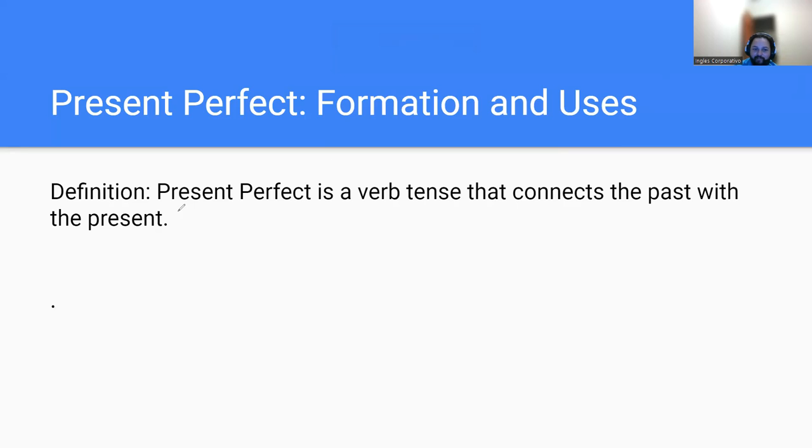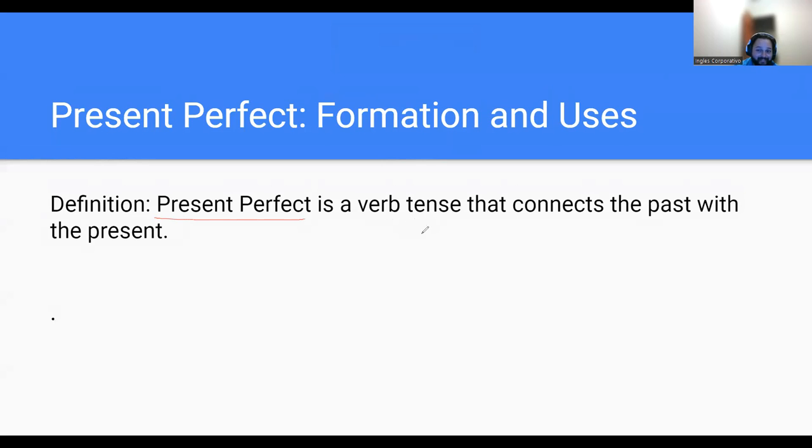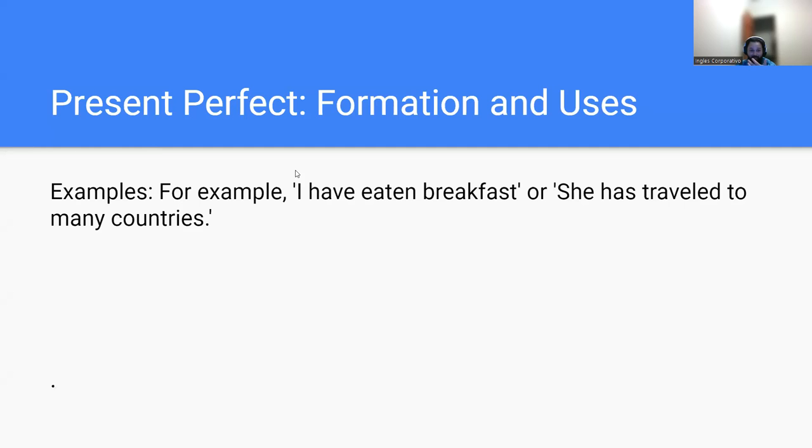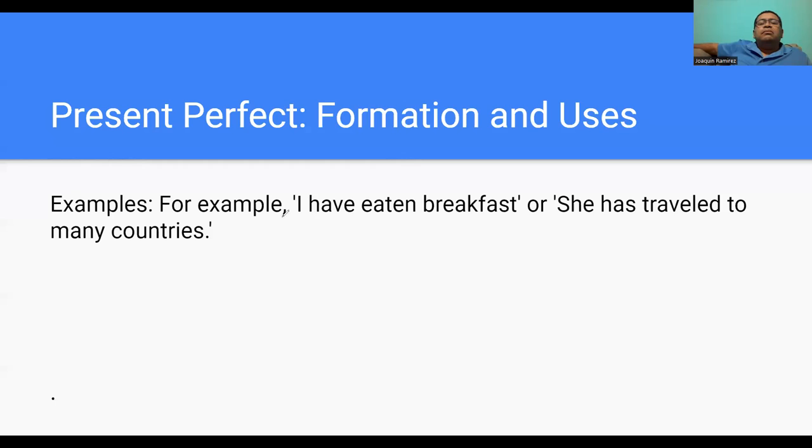So I want you to check this out. It says present perfect is a verb tense that connects the past with the present, okay? That is what we use present perfect for in simple words. It's not a verb, guys, it's a tense that connects the past and the present. For example, I have eaten breakfast. I want you to notice that we are not giving a specific time, and we're gonna see more about it later.